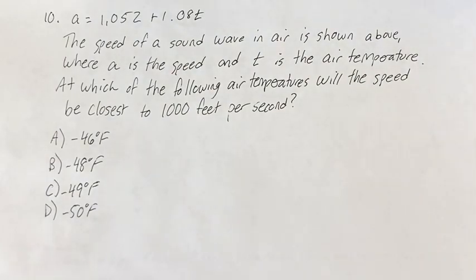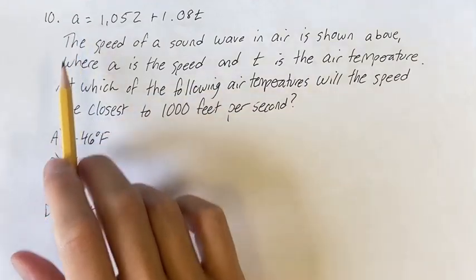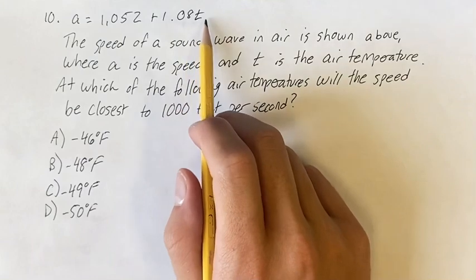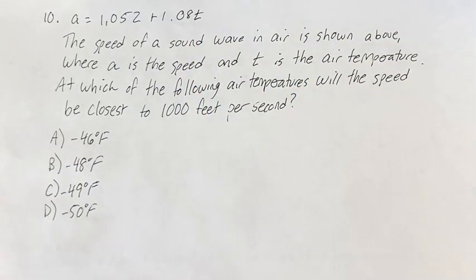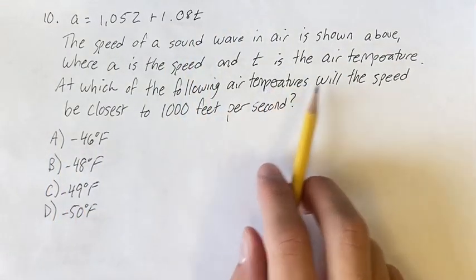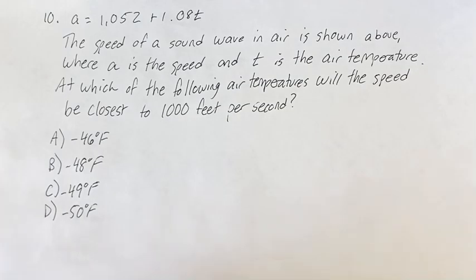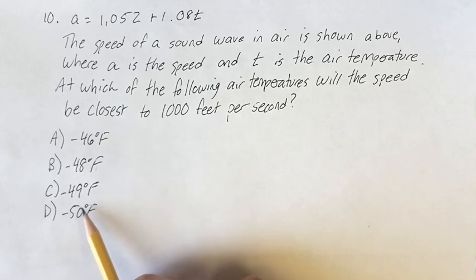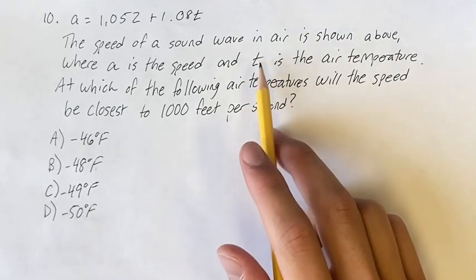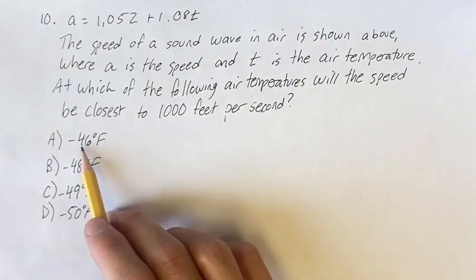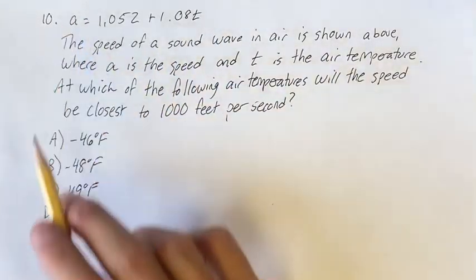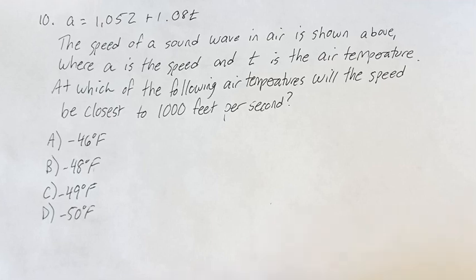In this problem, we're given the equation for the speed of a sound wave in air, where A represents the speed of the wave and T represents the air temperature. We're asked, at which of the following air temperatures will the speed be closest to 1000? So if the air temperature is represented by T, then all we have to do is plug in -46, -48, and so on in for T, and we'll get our values for A. We can see which of those is closest to 1000.